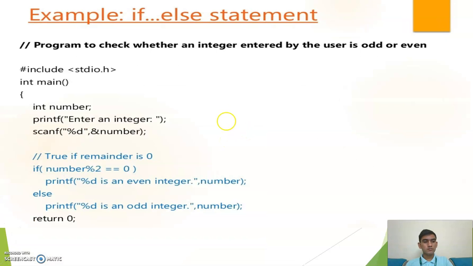Now we will see a program: a program to check whether the integer entered by the user is odd or even. The process is the same. Now the condition: if number % 2 is equal to 0, printf even integer, else print odd. So this is the if else condition.